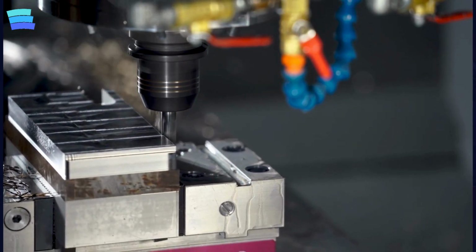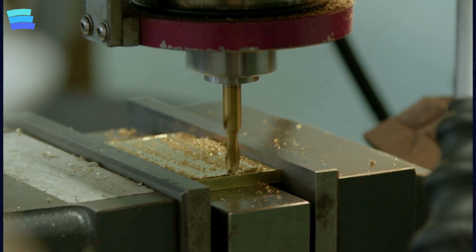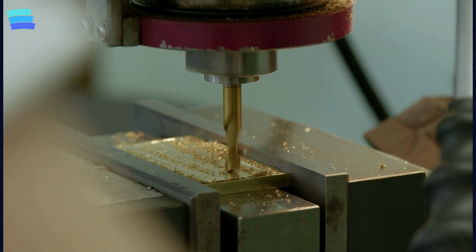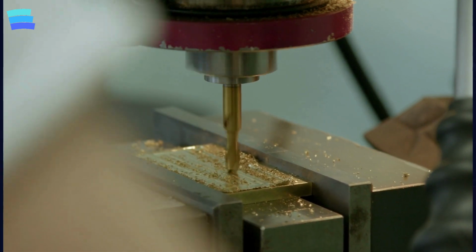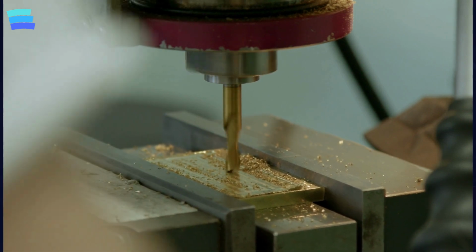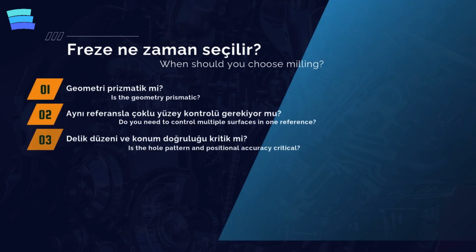and contours. In machining centers, milling is rarely only milling. In the same setup, steps such as drilling, countersinking, stepped holes, and boring are often added to the chain. That is why milling acts as the backbone of the production flow for many parts. When should you choose milling? 1. Is the geometry prismatic?